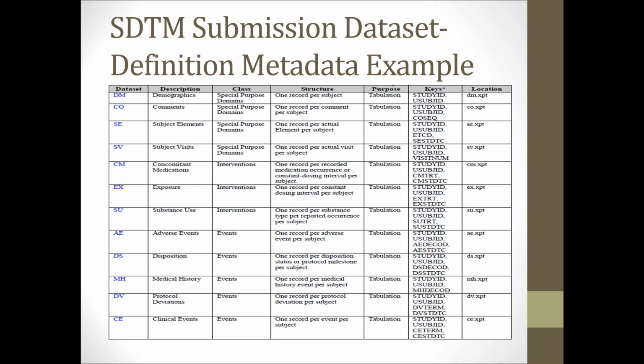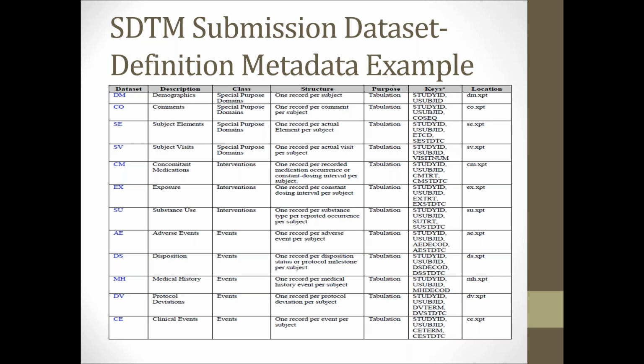CO, comments domain, special purpose domain. One record per comment. The only point to be noted here is that the DM data set will have only one record per subject. But in other domains, one subject can have more than one record.